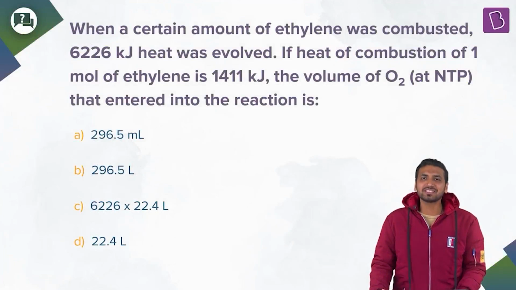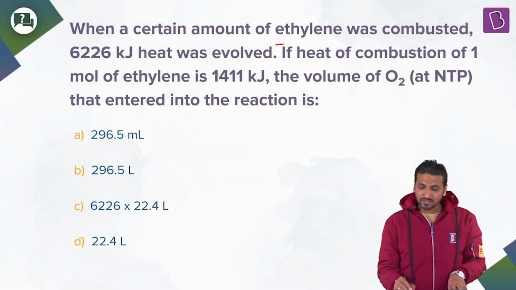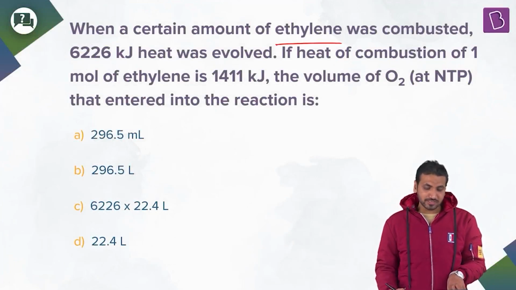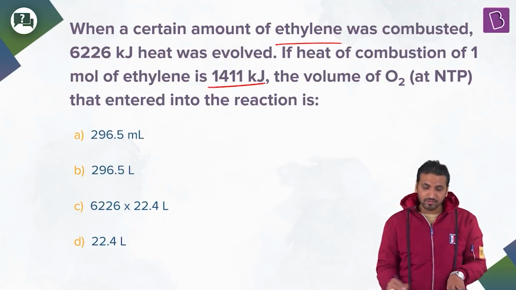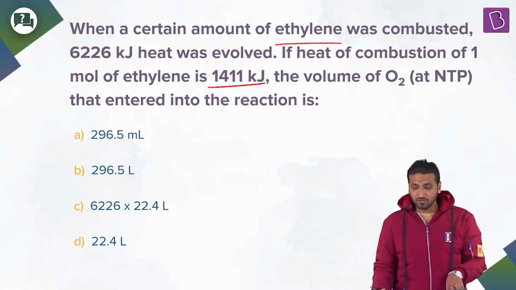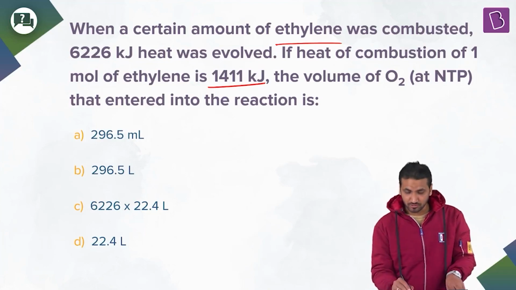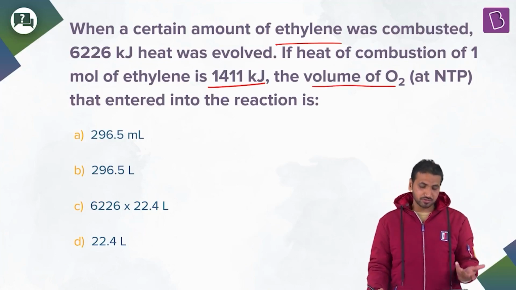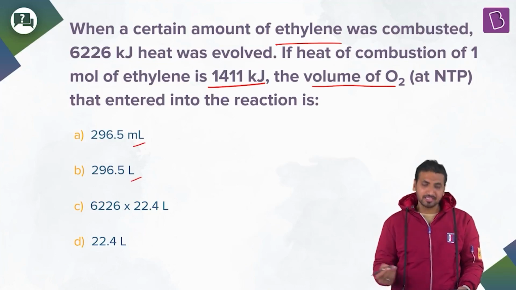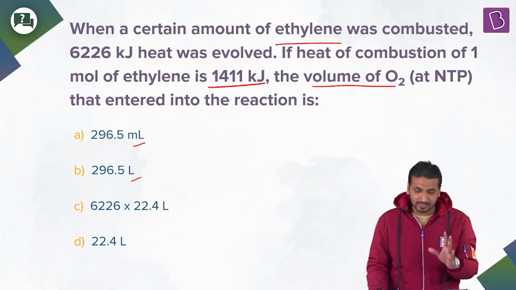Here we have a numerical question. Let's read the statement together. When a certain amount of ethylene was combusted, 6226 kilojoule heat was evolved. If heat of combustion of 1 mole of ethylene is 1411 kilojoule, the volume of oxygen at NTP that entered into the reaction is. So you have to figure out the volume of oxygen, and you have different options in milliliter and liter. Fine. Let's quickly write the combustion reaction of ethylene first.